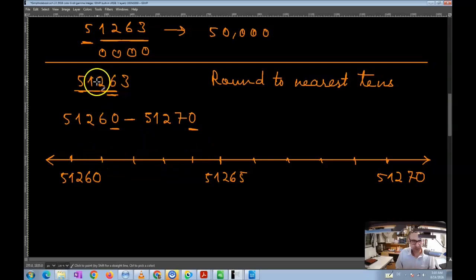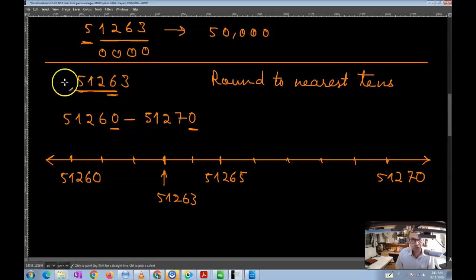And so this is 51,263. Now I need to make a decision here. If I were to drop the last digit in this number, meaning substitute the last digit with a 0, I have only two options here, which is either 51,260 or 51,270, right?